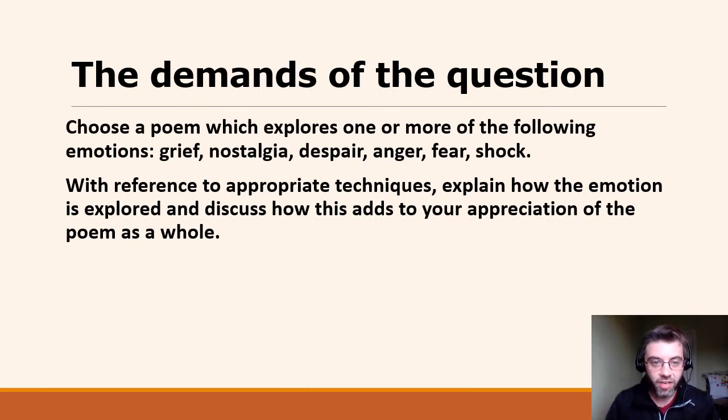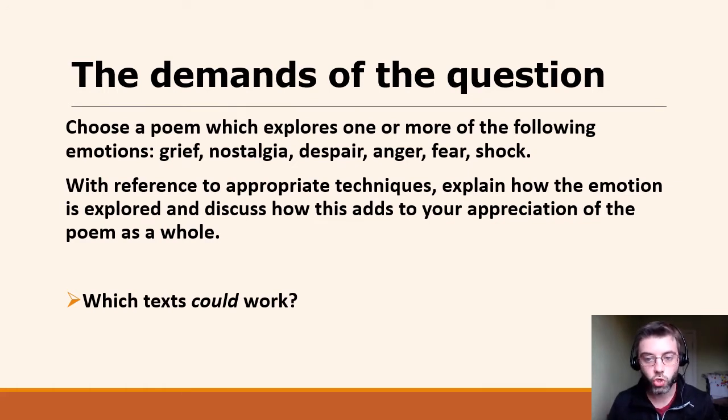So there's an example of an essay question. Choose a poem which explores a particular one or more emotion, a list of the emotions that are there, and then how does it add into your appreciation of the poem as a whole. So what you want to do in terms of figuring out the demands of the question is, firstly, you need to decide, well, which texts could I use for this? So say we might have done 3 or 4 or 5 poems by the end of the year. So you're going to have to decide what's the most appropriate one of those poems for the particular question that's been put in front of you.